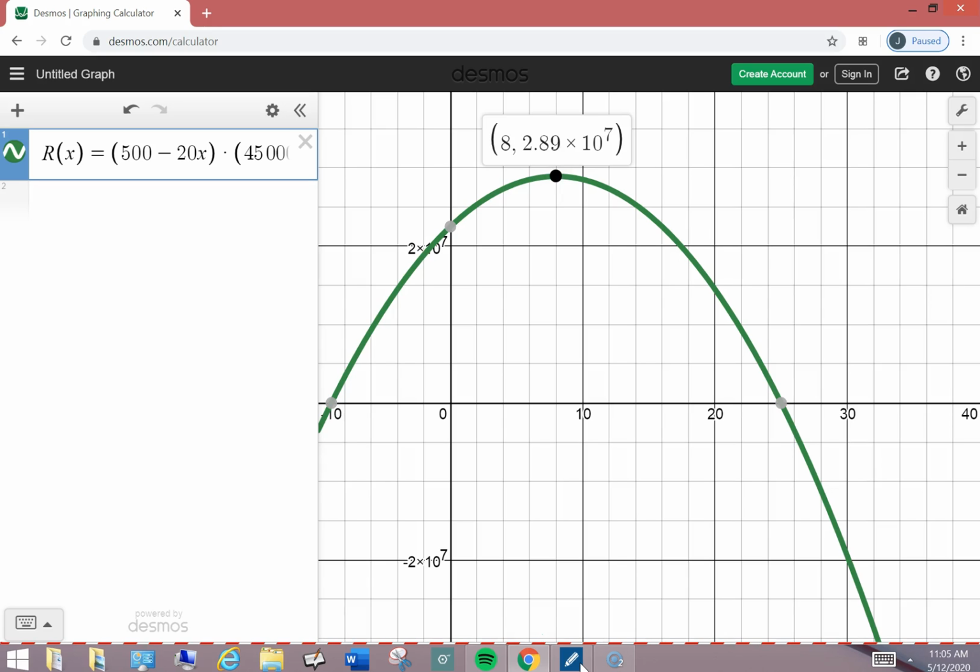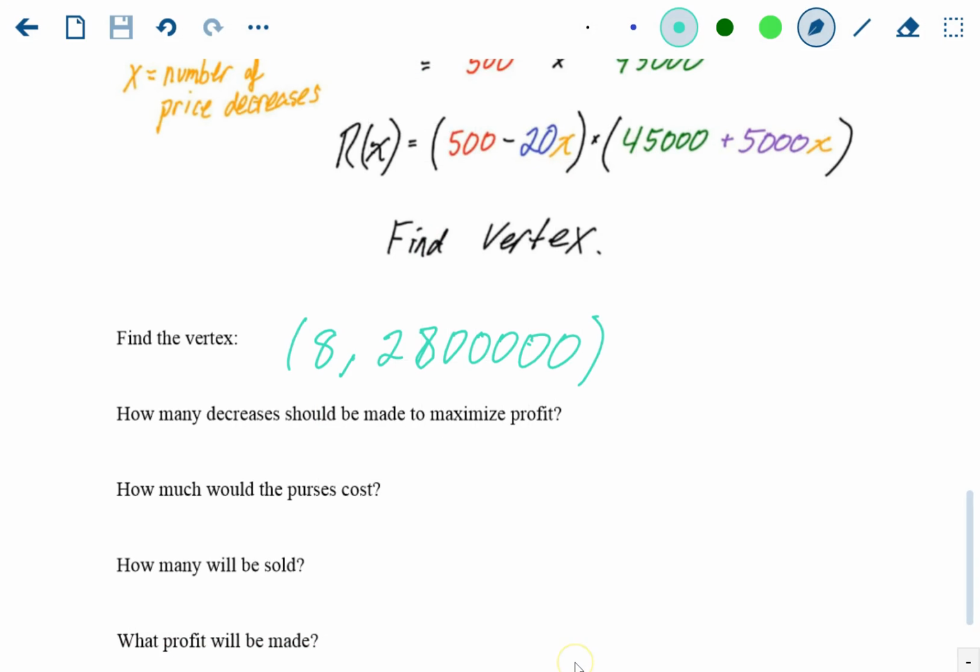Okay, actually, it's not 2. I went back and checked. It's not 2.8 million. It's 28 million. Okay, 2.8 times 10 to the 7th power. So that's 28,900,000. So we'll fix that on our page.